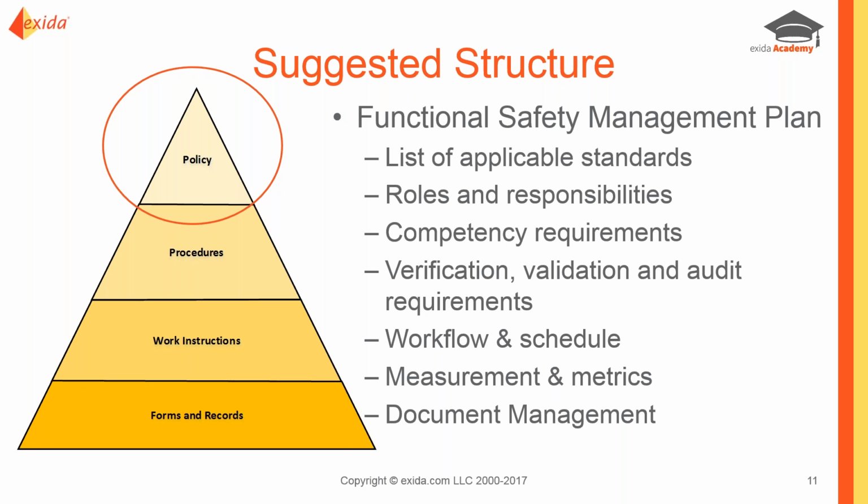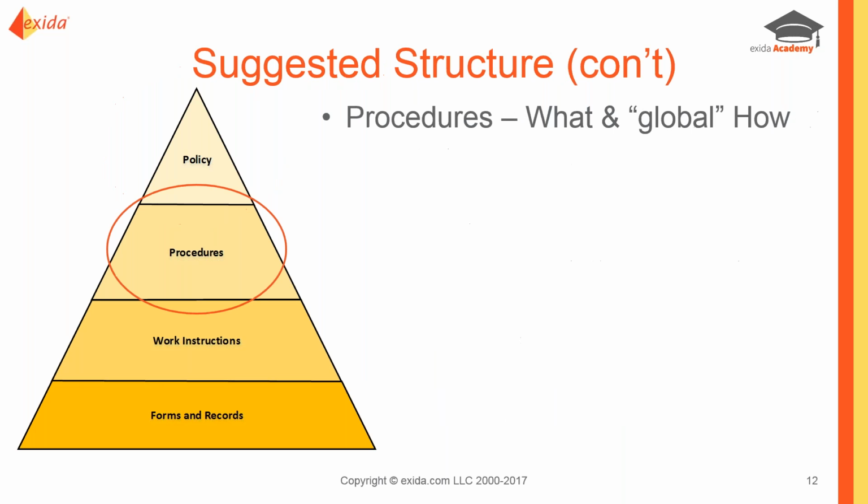What checks? How do we check? What are the verifications and validations? How do we audit our systems? What is the workflow? How long does it take? What happens in series? What happens in parallel? What measurements and metrics might we use to check the health of the system? And then how are we going to manage all of these documents? These are topics that I would recommend go into that policy level document because they affect everything else that we do. The next tier that we would typically have in the management system is the procedural level.